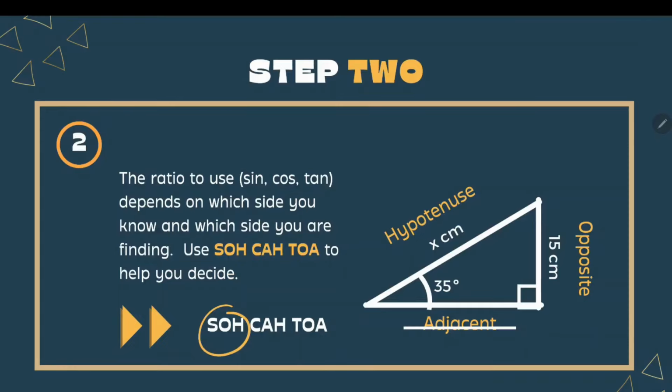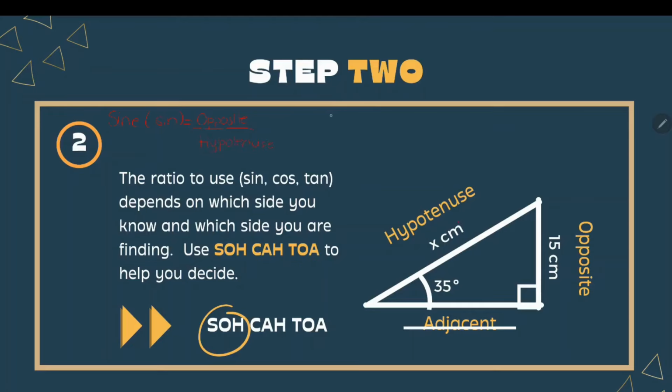Step 2. Identifying and using which ratio to find x. Now, how do we know which trigonometric ratio to use? That's where the acronym or phrase SOHCAHTOA comes in. Now, there are 3 different ratios that you need to remember. So your first one is sine, which is opposite over hypotenuse.